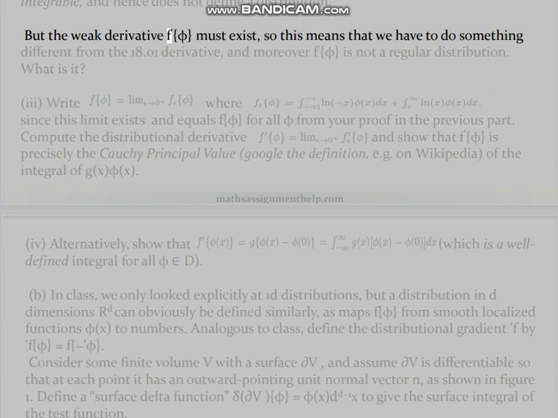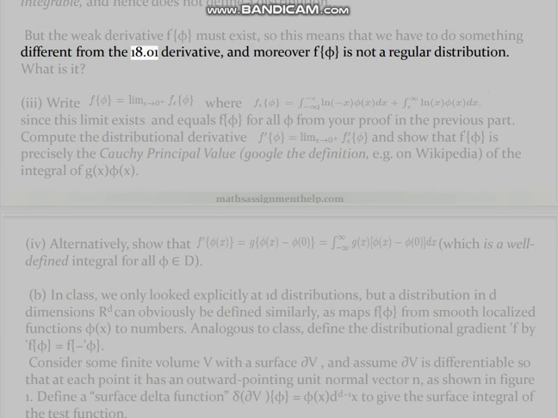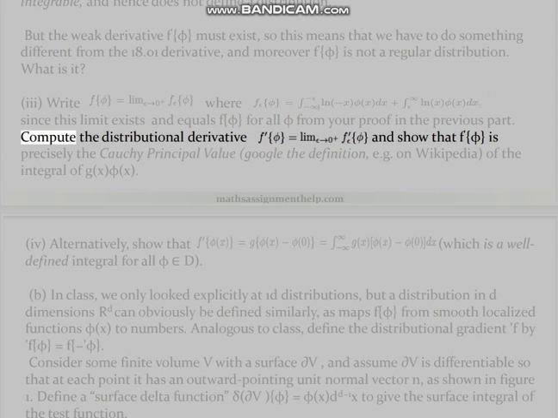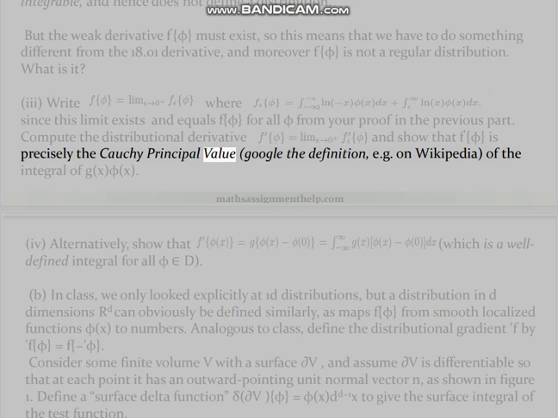But the weak derivative f' of phi must exist, so this means that we have to do something different from the 18.01 derivative, and moreover f' of phi is not a regular distribution. What is it? 3. Write f' of phi as a limit, where this limit exists and equals f of phi for all phi from your proof in the previous part. Compute the distributional derivative and show that f' of phi is precisely the Cauchy principal value. Google the definition, e.g. on Wikipedia, of the integral of g(x) phi(x).